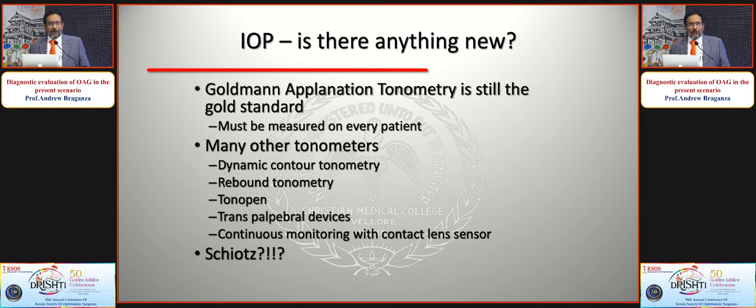Does the Schiotz tonometer still have a role? Surprisingly, it possibly does, because it's one of the only ways you can clinically measure intraocular pressure after a keratoprosthesis. So use the Schiotz tonometer on the inferior sclera and you get some indication of the intraocular pressure. So don't completely count it out of the picture.